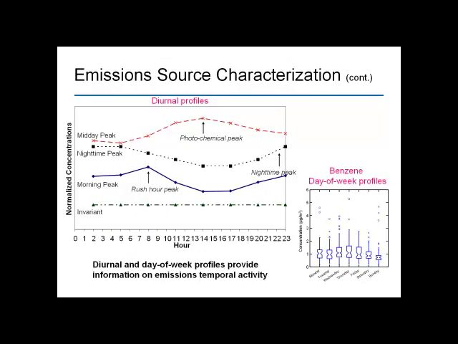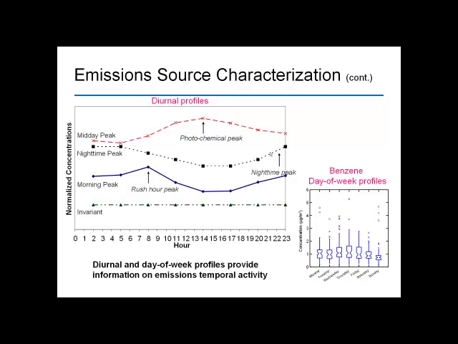Another way to characterize an emission source is to look at the temporal variability in the pollutant concentrations. A diurnal profile can be used to identify emissions activity. In the plot on the left, 4 different typical diurnal profile patterns are shown. On the top is a midday peak, which shows concentrations that are highest in the middle of the day. Ozone shows this type of peak. So do formaldehyde and acetaldehyde. Typically things that are secondarily produced or are emitted more during the day might have high midday peak concentrations.